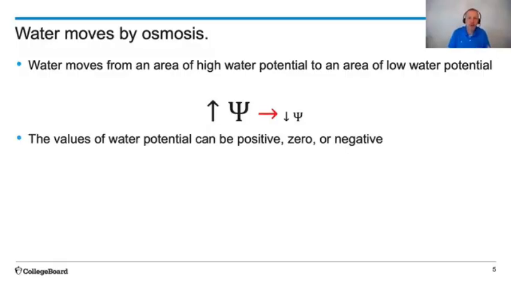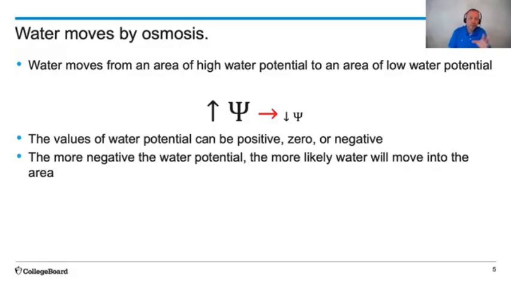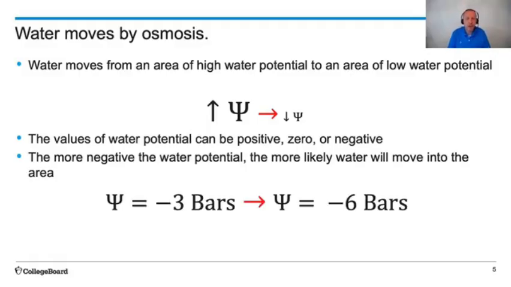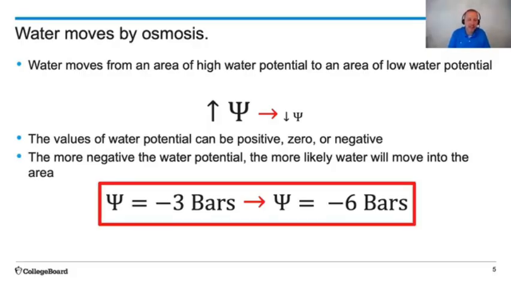The values of water potential can be positive, 0, or even negative. So the more negative the water potential is, the more likely water will move into the area. So if water potential is equal to -3 bars inside a cell and outside the cell, water potential is equal to -6 bars, the water is going to move from inside the cell to outside the cell due to the fact that -6 bars is more negative than -3 bars.